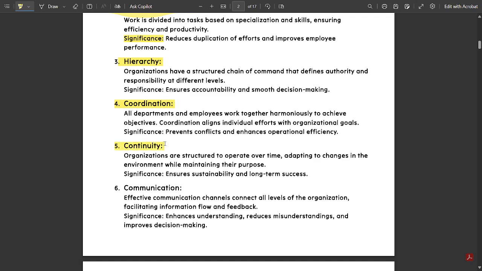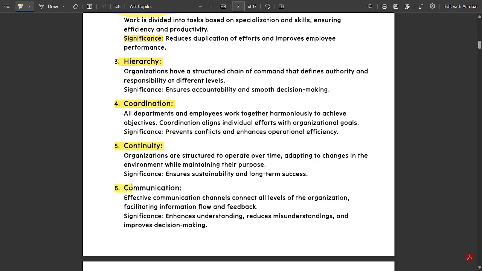Continuity. Continuity means organizations are structured to operate over time, adapting to changes in the environment while maintaining the purpose. Continuity means you should not take any break during the work. You should be continuously doing the work. For example, in some organizations, some people do part time and overtime jobs. That basically comes under continuity.